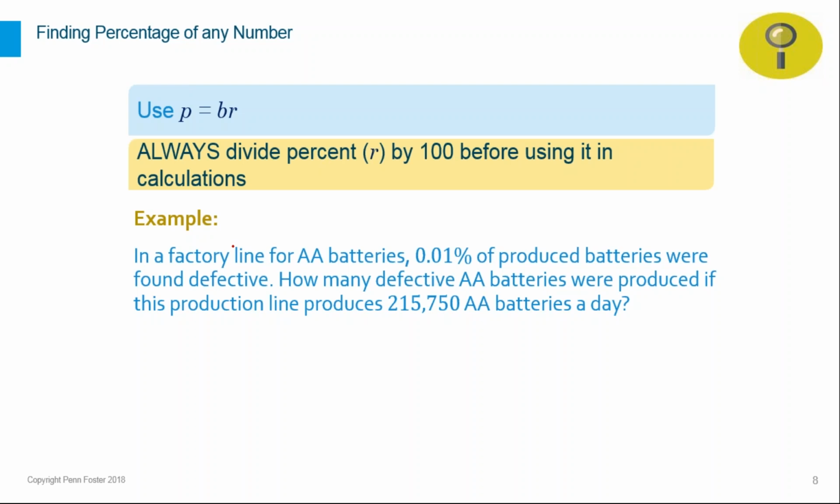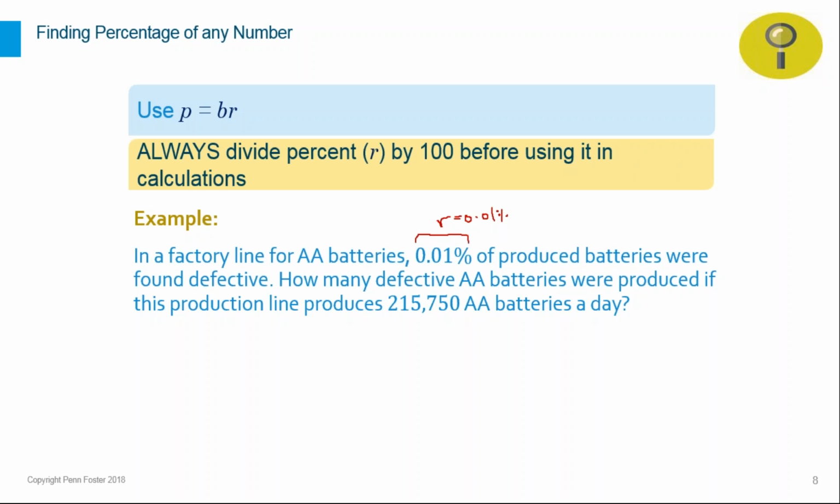In a factory line for AA batteries, 0.01%. So the percent here is R. So I'm going to go ahead and label my values so I do not get lost when I am reading the question. So R is 0.01%. So in the factory line for the AA batteries, 0.01% of produced batteries were found defective. How many defective AA batteries were produced if this production line produces 215,750 AA batteries a day?